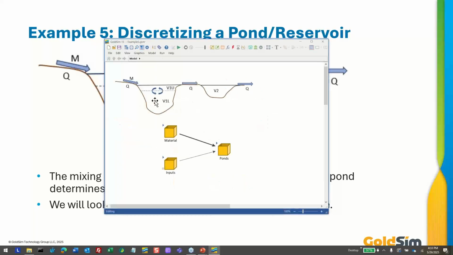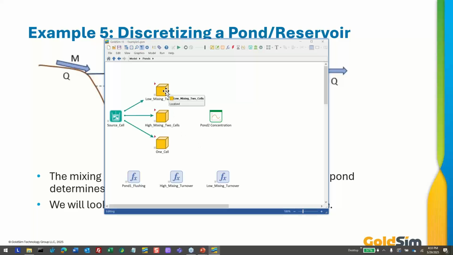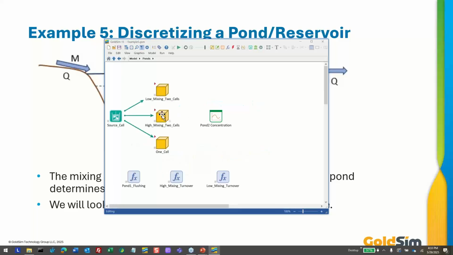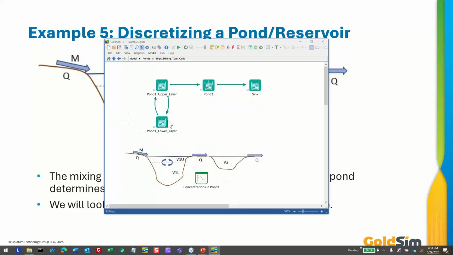This model, basically, I built three representations of this system. All right. In one way, I represented the first pond as just one well-mixed cell. There it is. Mass comes in, and then it goes to the next pond, and then it leaves the system. That's the one representation. And the second representation is I've represented this pond using two mixing cells, an upper layer and a lower layer, right?